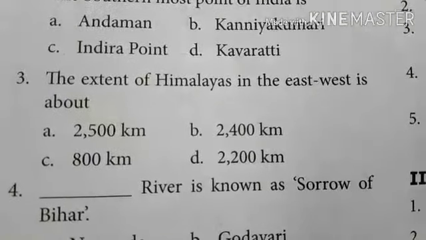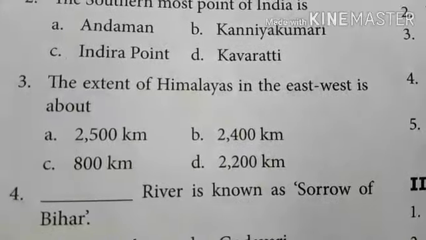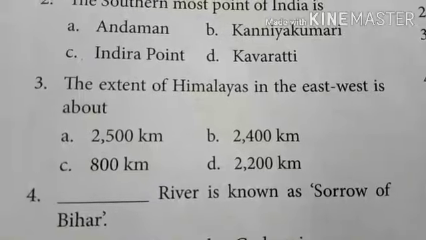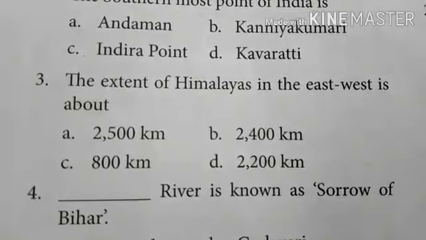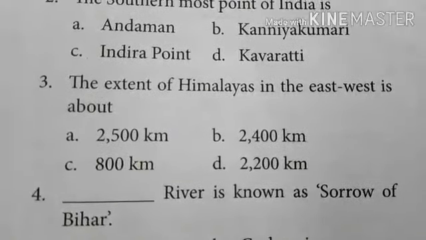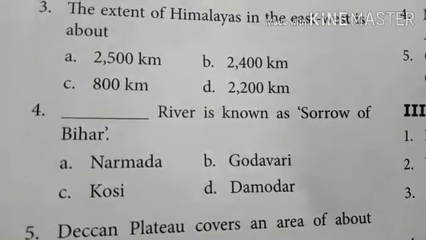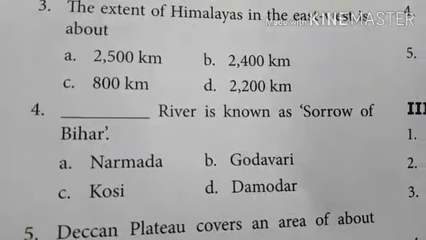The extent of Himalayas in the east-west is about: 2500 kilometer, 2400 kilometer, 800 kilometer, 2200 kilometers. Fourth one, dash river is known as Sorrow of Bihar: Narmada, Godavari, Kosi, Damodar.